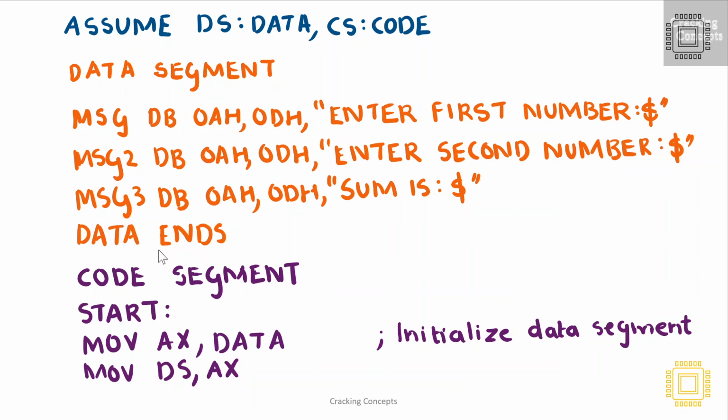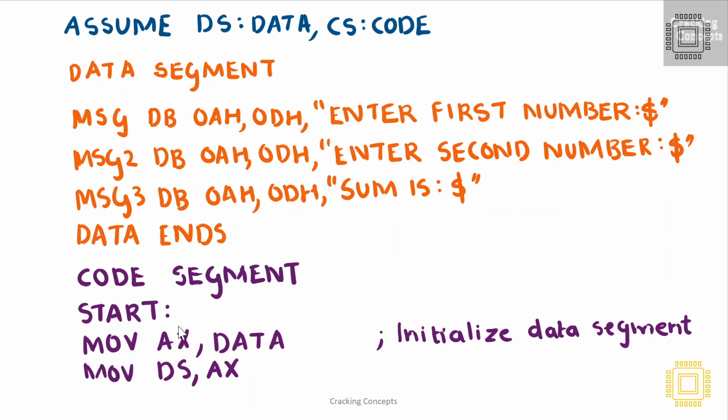Now I'll mark the end of the data segment using data ends, which stands for end segment. Now I'll begin with the code segment. Again, I'll indicate its beginning using code segment. Then I'm giving it a label named start. This is optional. So I'll give the label as start colon.